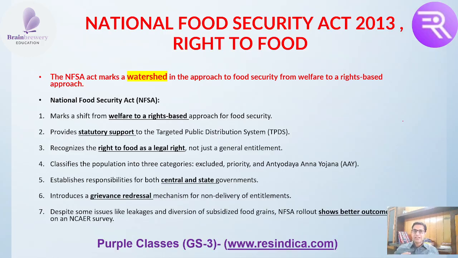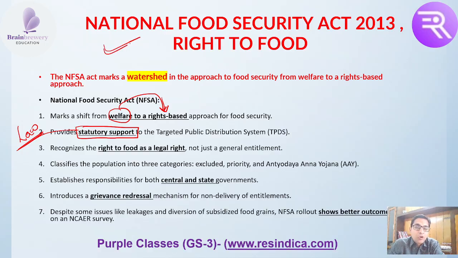Now, what approach has been taken by the National Food Security Act? It is not the way we were doing things before 2013. There is a total revamping of the concept of providing food. Earlier, food was considered a welfare measure, but now it is a right-based approach. That means it is the right of a person to have a good quantity of food. Statutory support means it has law backing. The National Food Security Act has law backing, and statutory means it is an act of parliament.